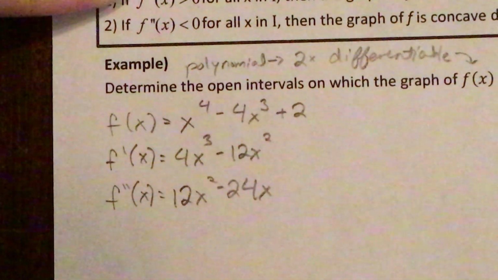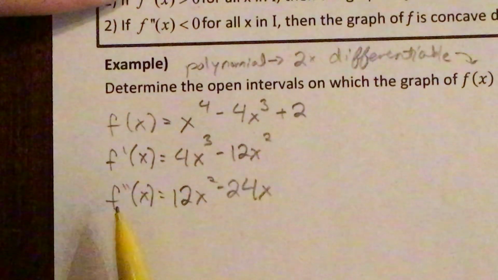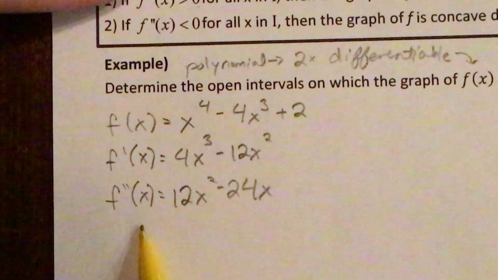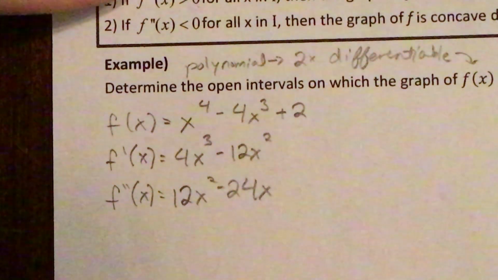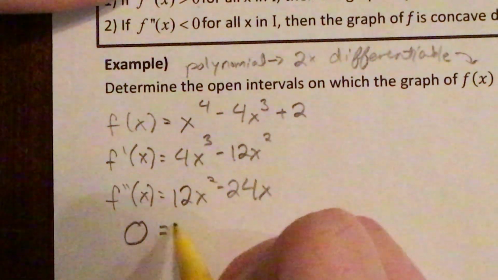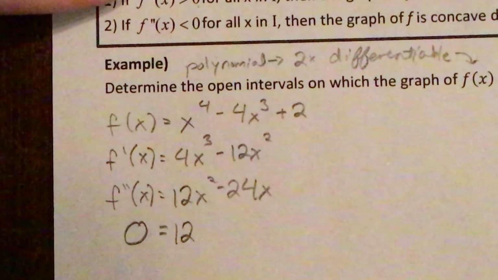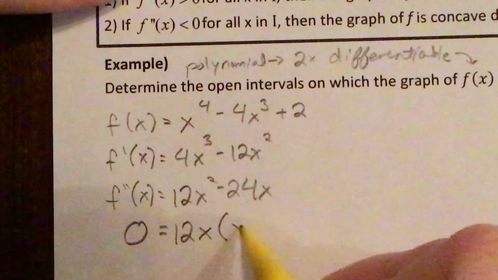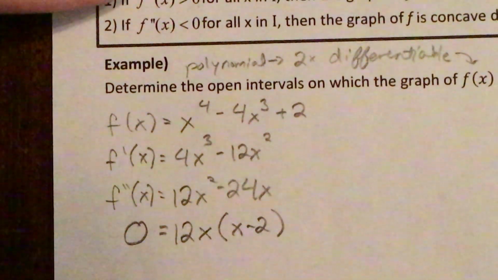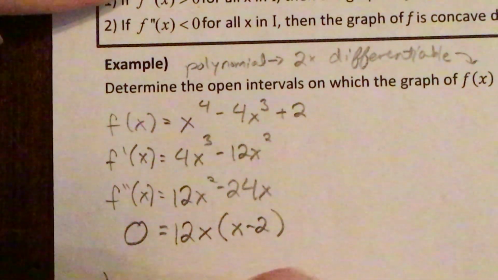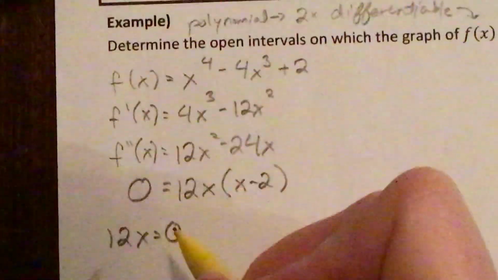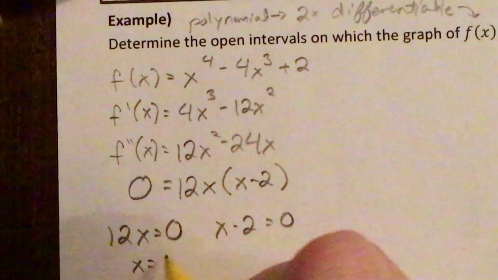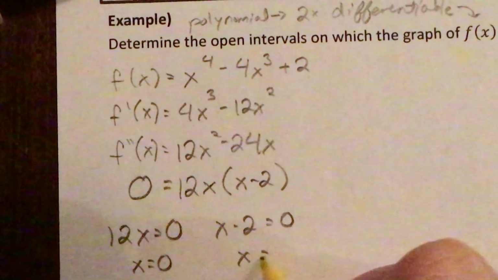We know that our graph is concave upward when f double prime is positive and concave downward when f double prime is negative. So just like when we did the first derivative test, let's set f double prime of x equal to 0. And as I do that, I'm going to go ahead and factor this. 12x times x minus 2. Okay, let's set each factor equal to 0. 12x equals 0, or x minus 2 equals 0. So divide by 12 and add 2.